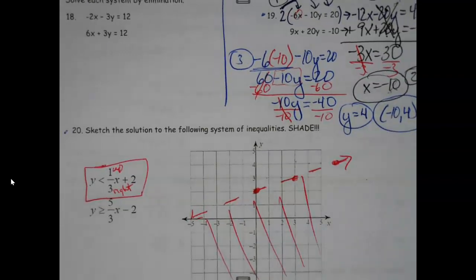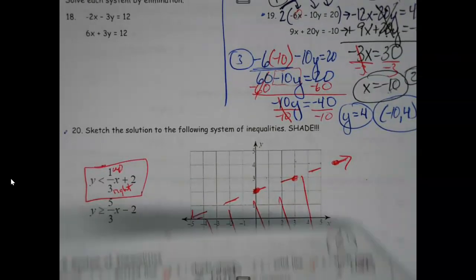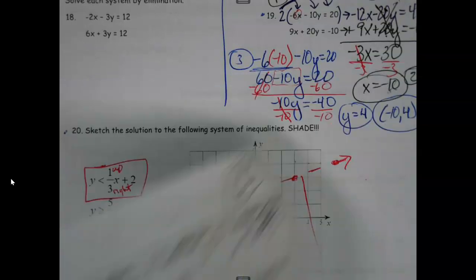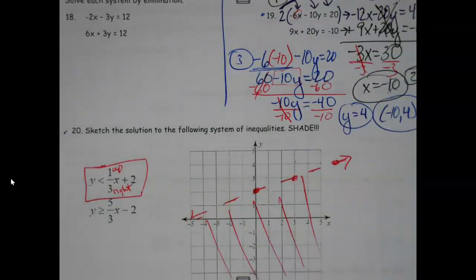So you're going to do that for the other one, and then in the spot where they overlap, you're going to shade that in and be ready to go. Okay? So hopefully you have checked this video out. I'm assuming that's going to be the case because we are going to be continuing on the next time we get together with our exponent rules, adding a few more, and getting ready for the next quiz. We'll see you then.